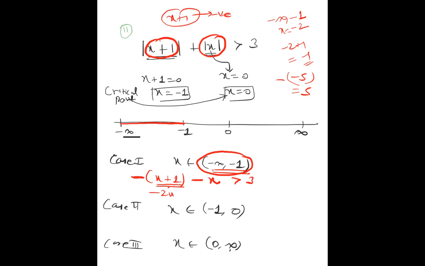Minus 2x greater than 4, right? x is greater than minus 2. x belongs to minus 2 to infinity, first for this case. Now let us take case number 2.